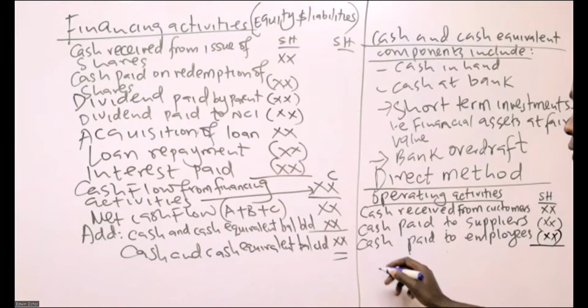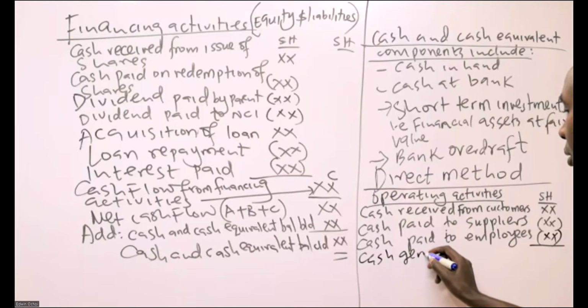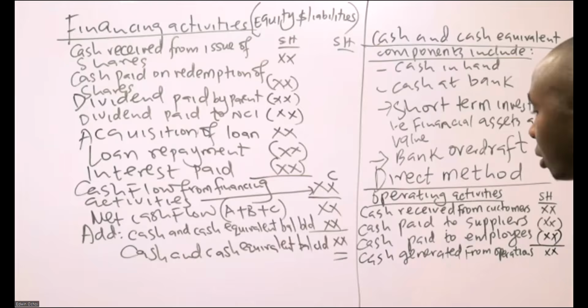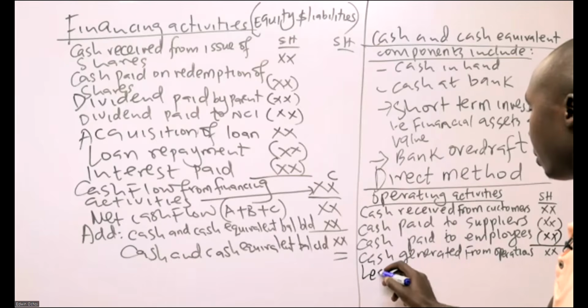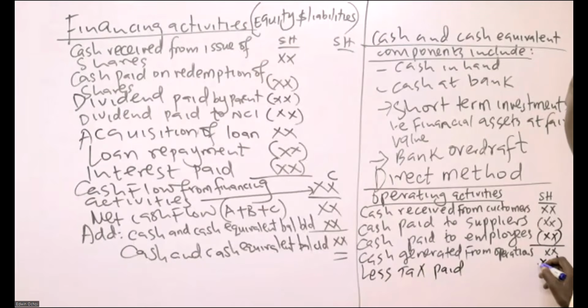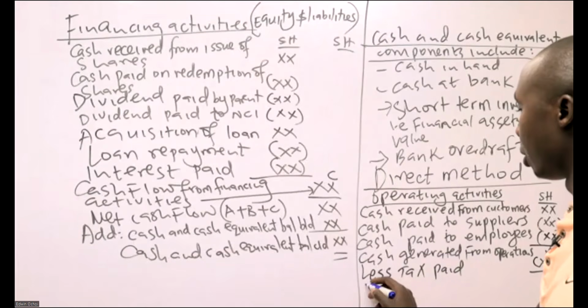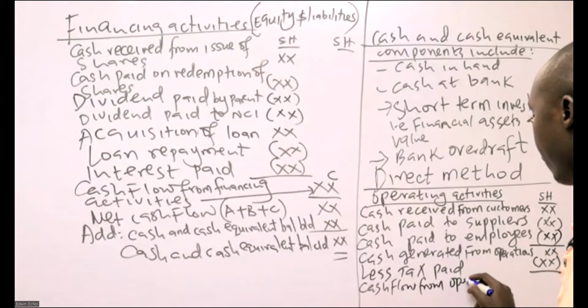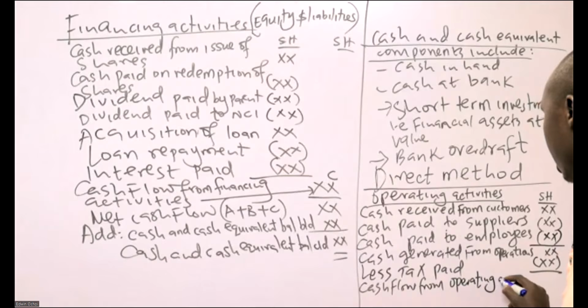So up to that point, you get what? Cash generated from operations. Then after that, you raise what? You raise the tax paid. So after deducting the tax paid, you get the cash from operating activities. So that is how you do it.